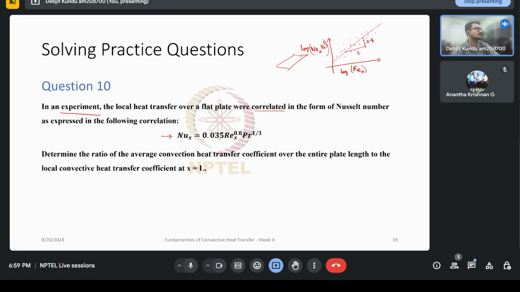So what does this tell me? This tells me that there is some abscissa over here as well. Anyway, that doesn't matter. That gives me this number, and this slope gives me the power of Rex with which the rest of the things vary. So this is not Prandtl number 1/3. This is Prandtl number to the power minus 1/3. So this is what is usually done in experiments.